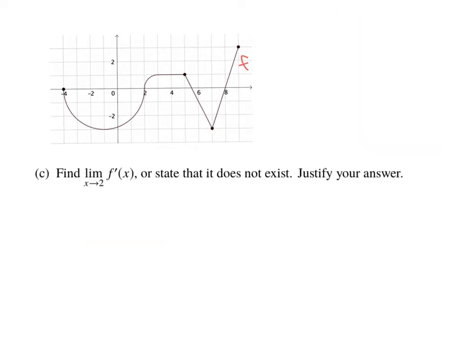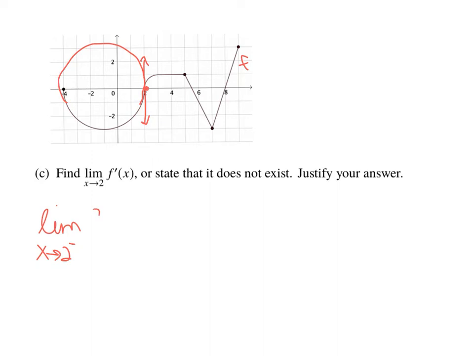So for part C, they want you to find the limit as x approaches 2 of f prime of x. So keep in mind this is the graph of f. So first thing we're going to look at is the limit as x approaches 2 from the left side. So keep in mind that this is a circle here, or at least half of a circle. At x equals 2, you have a vertical tangent line. What that means is that your derivative there is non-existent.